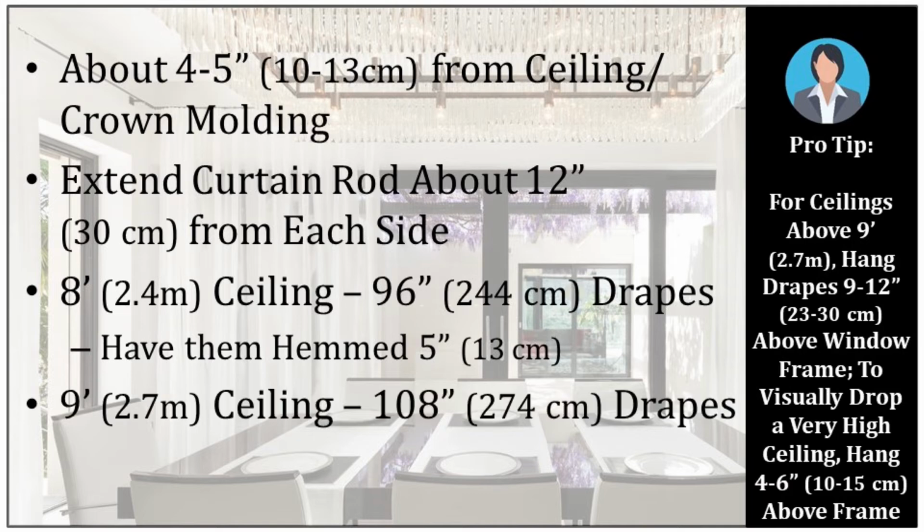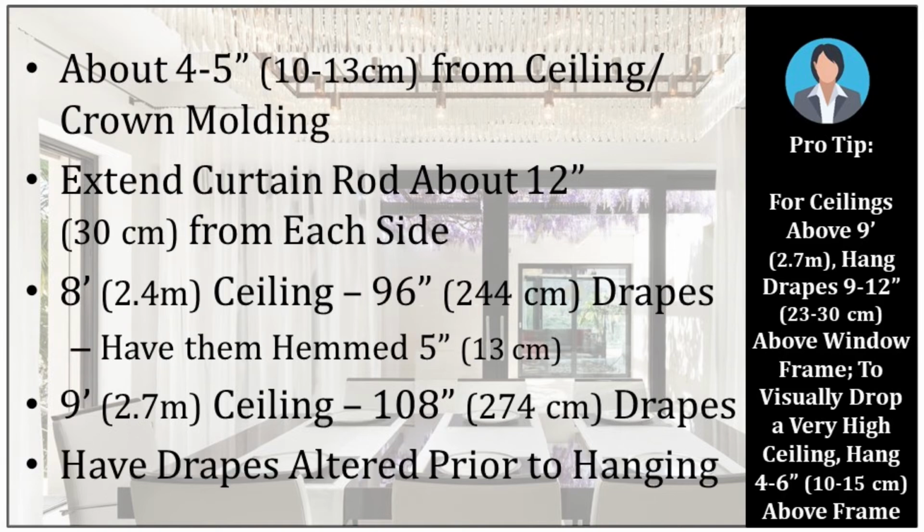For a 9-foot ceiling, go with 108-inch curtain panels and again have them hemmed 5 to 6 inches from the bottom. Now, another important point. I generally will get my drapes altered before I hang them up on the drapery rod. Once my drapes are altered, I'll either slide them onto the drapery rod or hang them from the rod on curtain rings. Either way is fine. And then I'll have someone hold up the drapery rod with the drapes on them so I can make sure that the drapes hit the floor at exactly the right point before I install my drapery rod. So this will tell my installer exactly where the curtain rod should be hung.